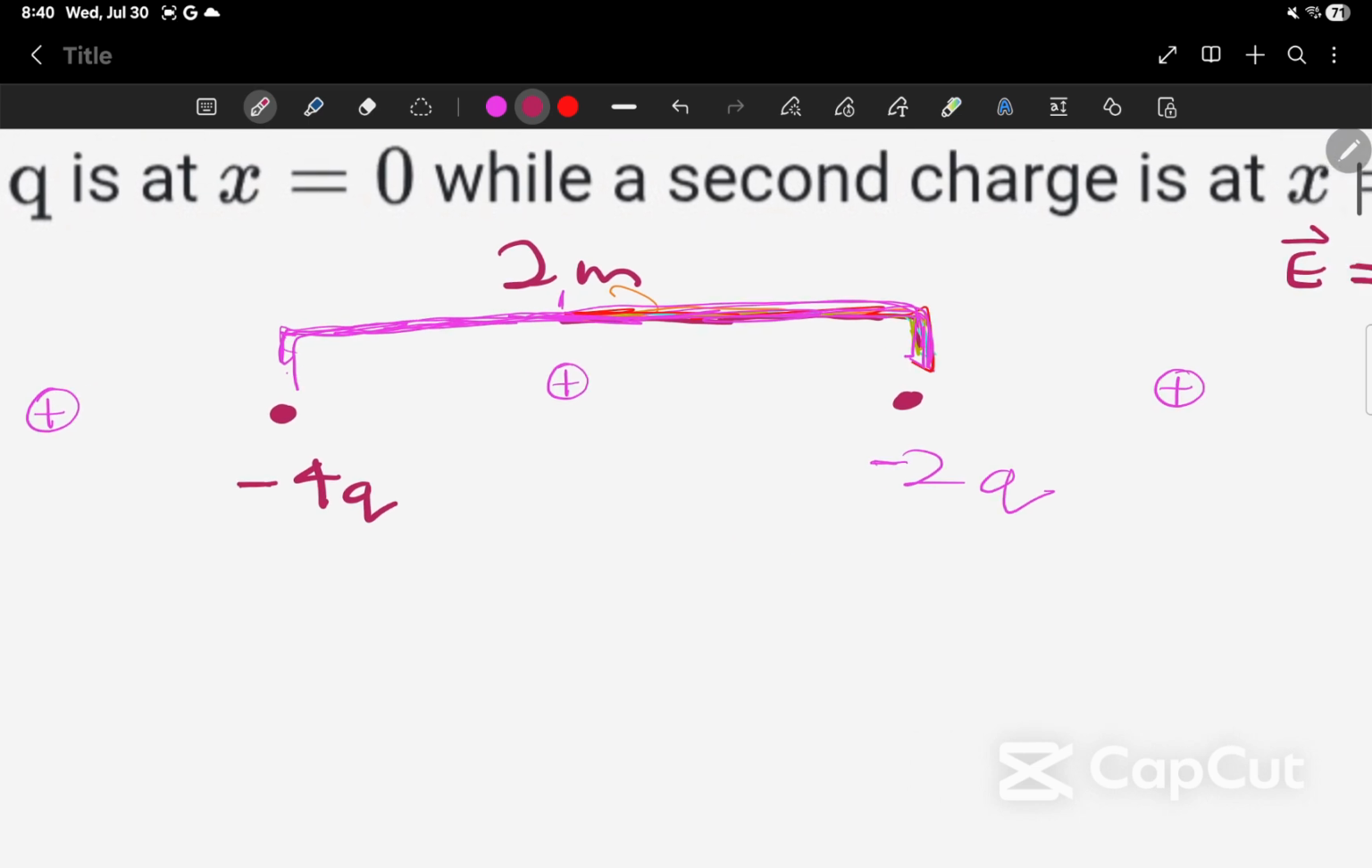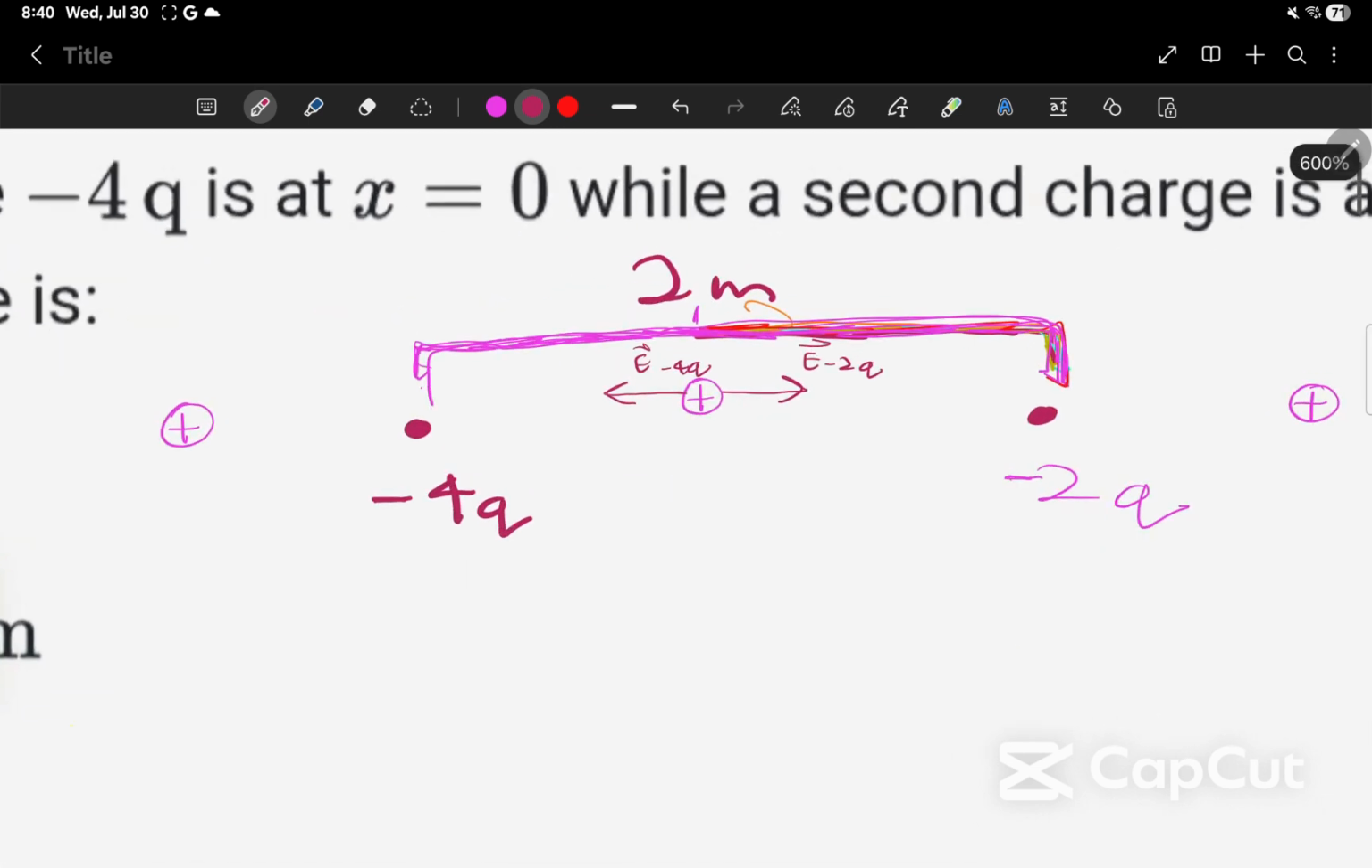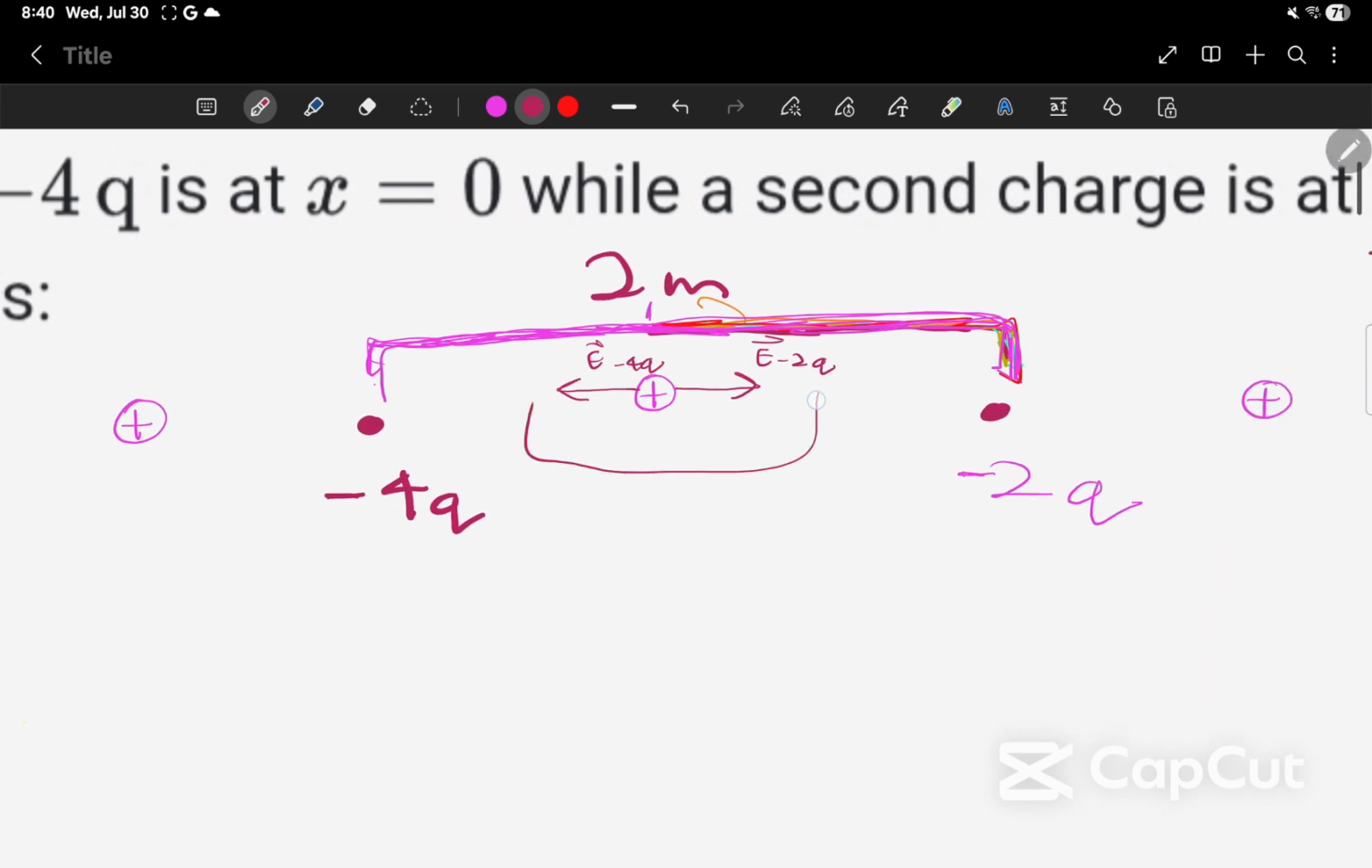So let's start with the middle. The electric field for negative 2q is pointed this way. The electric field always points into negative charges, so that's why it's pointed this way. And the electric field from negative 4q is pointed this way. Once again, electric field always points into negative charges and out of positive charges. This is a region where the electric field is likely to be 0 because the vectors are pointed in opposite directions and likely cancel each other.